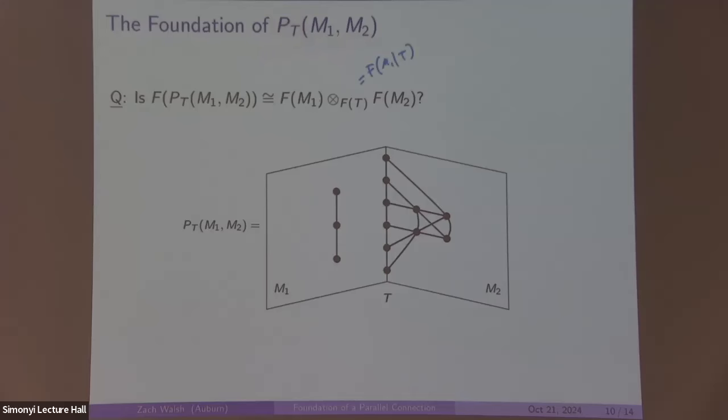There's a natural guess for what this foundation should be. It should be the relative tensor product of the foundation of M1 and M2 with respect to the foundation of T. So why should this be the right answer? Basically, just by the definition of this relative tensor product, there is always a morphism in this direction from right to left. And you might hope that this is always an isomorphism.